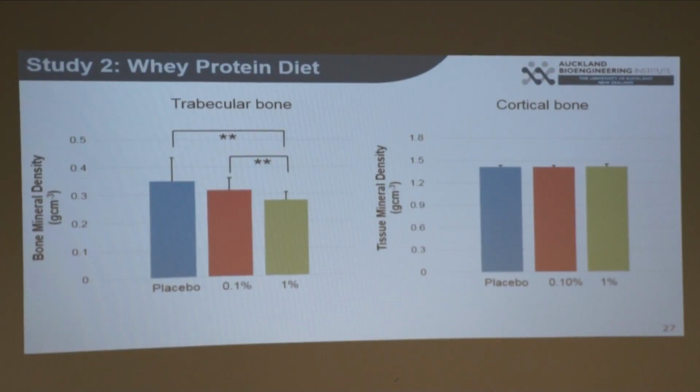Then we looked at the bone mineral density and tissue mineral density. So for trabecular bone, we showed a significant decrease across the groups. Now bone mineral density values themselves showed a significant decrease, and that was consistent with what the model was predicting. And for cortical bone, no real change across the groups, again consistent with model predictions.